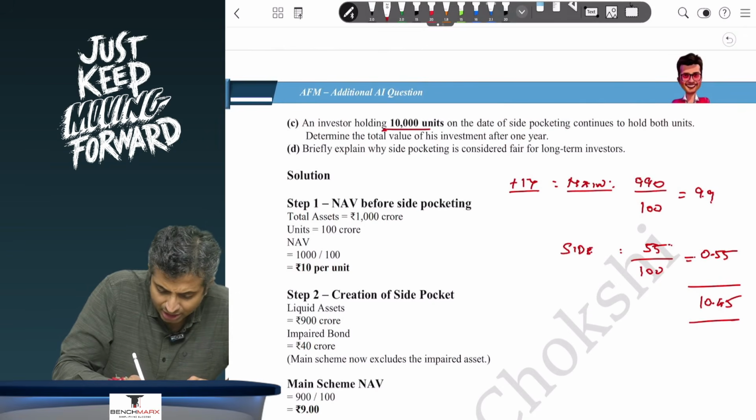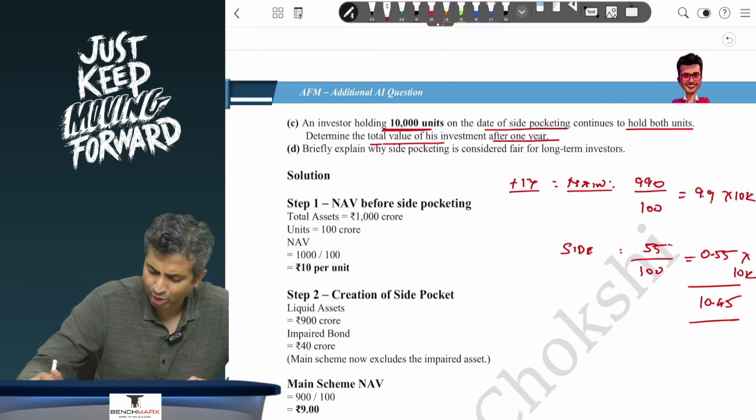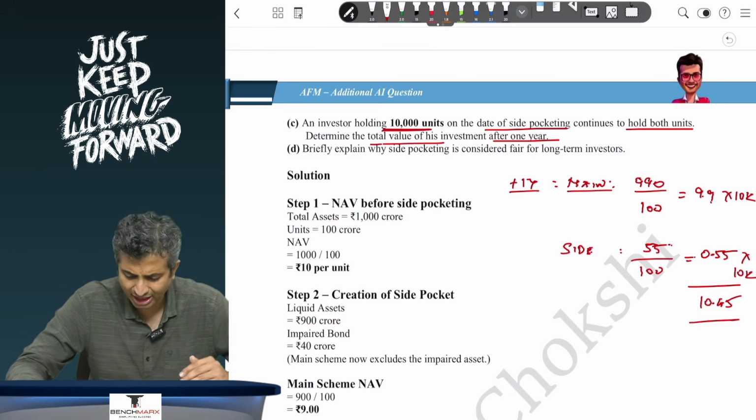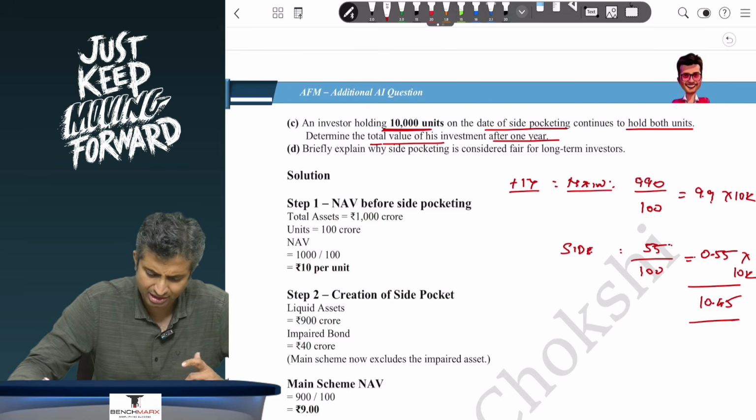An investor is holding 10,000 units on the date of side pocketing, continues to hold both the units. Determine the total value of his investment after 1 year. Well, you will multiply both of these by 10,000. So basically his value will be 9.98. So this is probably 99,000 and I think 5,500, and that's about it.